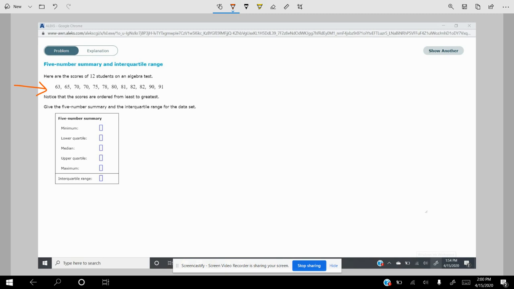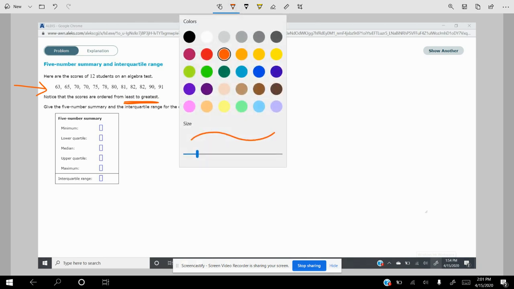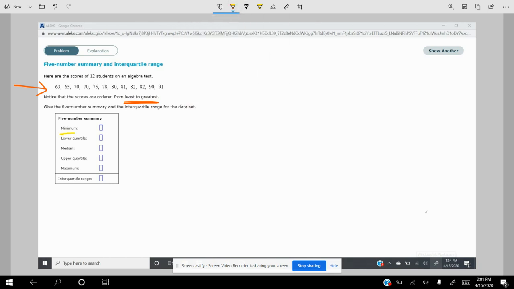And we can see that we've already lined them up least to greatest, which is the number one important thing to do when you're finding the IQR, which is the interquartile range. So the first thing it asks us to do is find the minimum. Our minimum is the least number, which is 63. And our maximum is our highest number, which is 91.